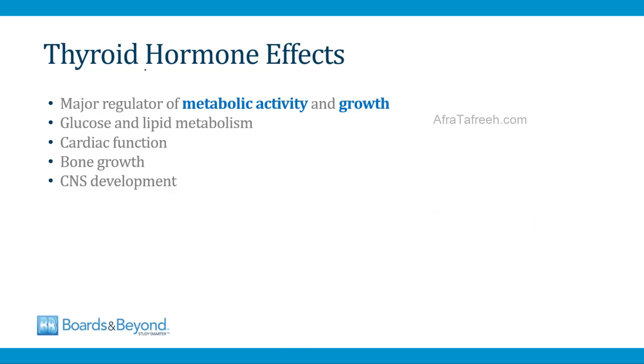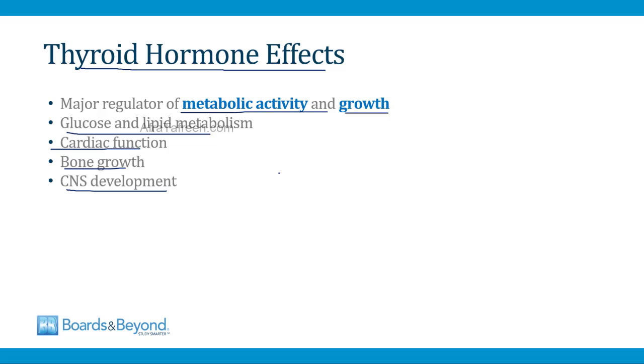For the remainder of this video, I'm going to talk about thyroid hormone effects on different organ systems in the body, and it's essential to understand these things in order to understand hypo and hyperthyroidism, which I'll talk about in other videos. So thyroid hormones are major regulators of metabolic activity in the body and also growth. They regulate glucose and lipid metabolism and also cardiac function. They're also important for normal bone growth and normal CNS development.